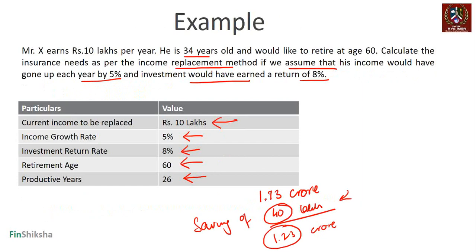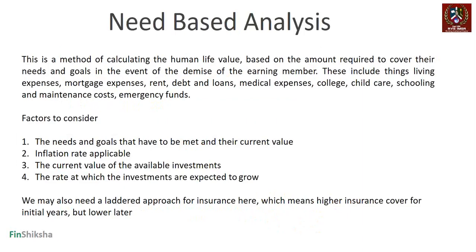Now we move to the third method around insurance calculation, which is the need-based analysis. Now this method of calculating is based on the amount required for the needs and goals in the event of demise of the earning member. Needs and goals could include basic expenses, mortgage expenses, rent, loans, medical expenses, college expenses for children, education expenses for children, marriage, any kind of emergency funds for the family. You're basically looking at all the goals, right?